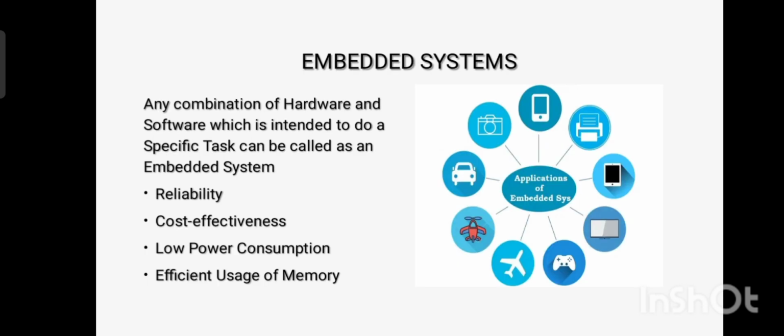And here we go with embedded systems. So what is an embedded system? An embedded system is a combination of both hardware and software, designed in such a way that it performs only a specific or particular task. As we see here, it has many applications like mobile phones, digital cameras, games, aeroplanes, and it has advantages like reliability, low power consumption, and cost effectiveness.